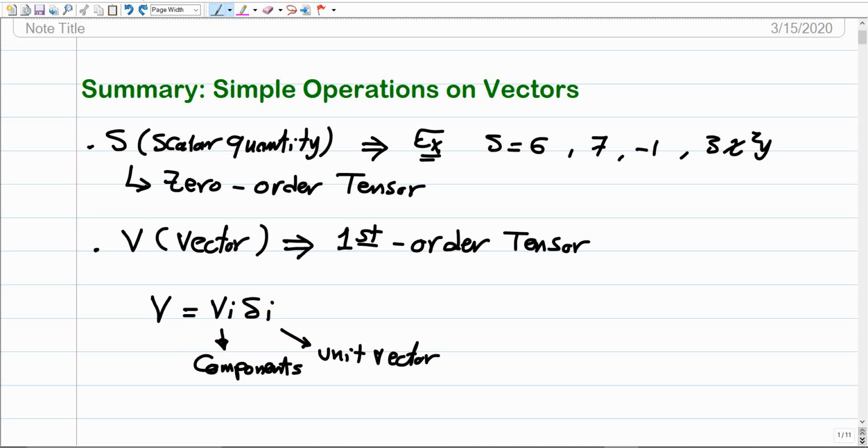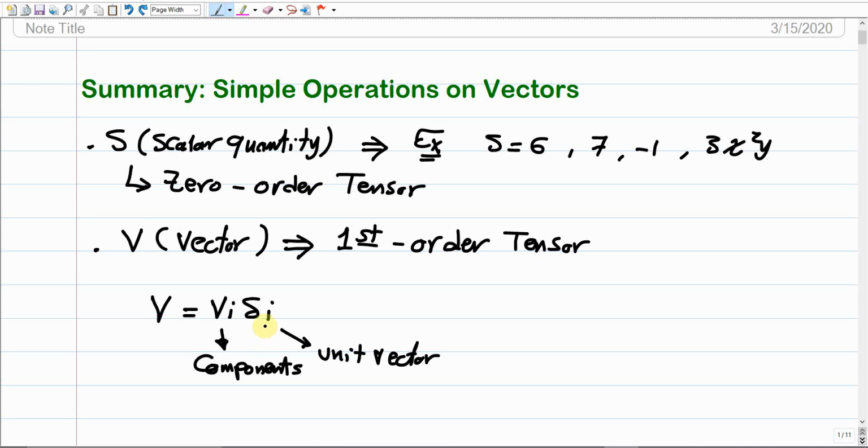So the Vi here would be x, y, and z. Vx stands for the x component of this vector, Vy stands for the y component of the vector, and Vz stands for the z component of the vector. As we discussed before, these components are just values. The thing that defines the direction is the unit vector itself.